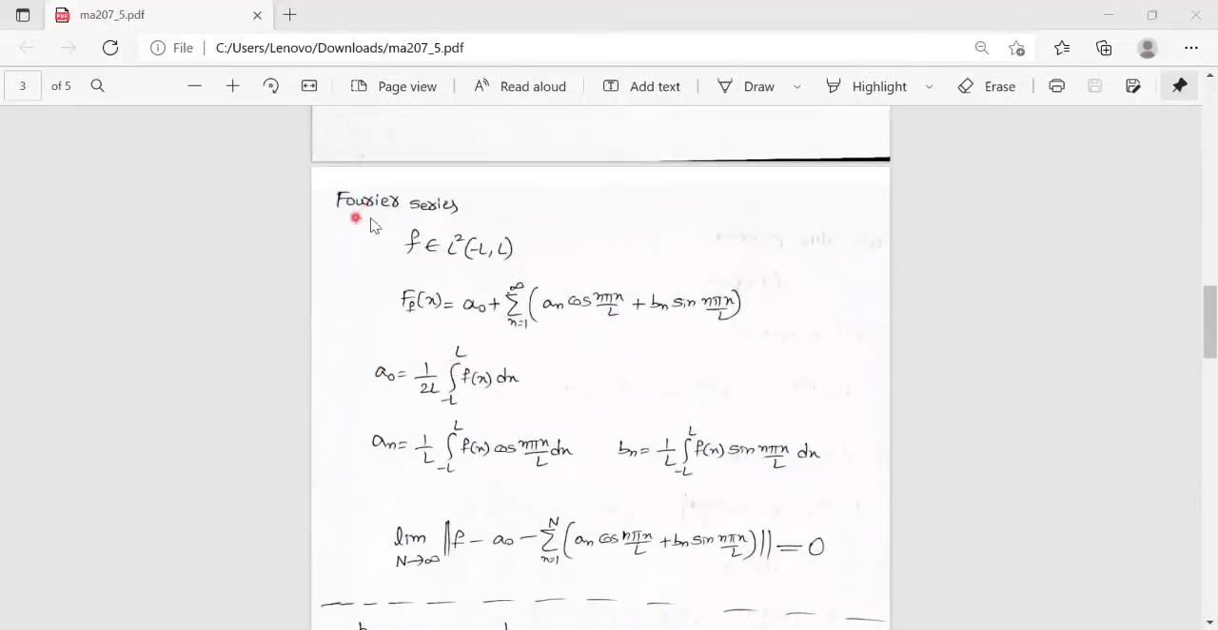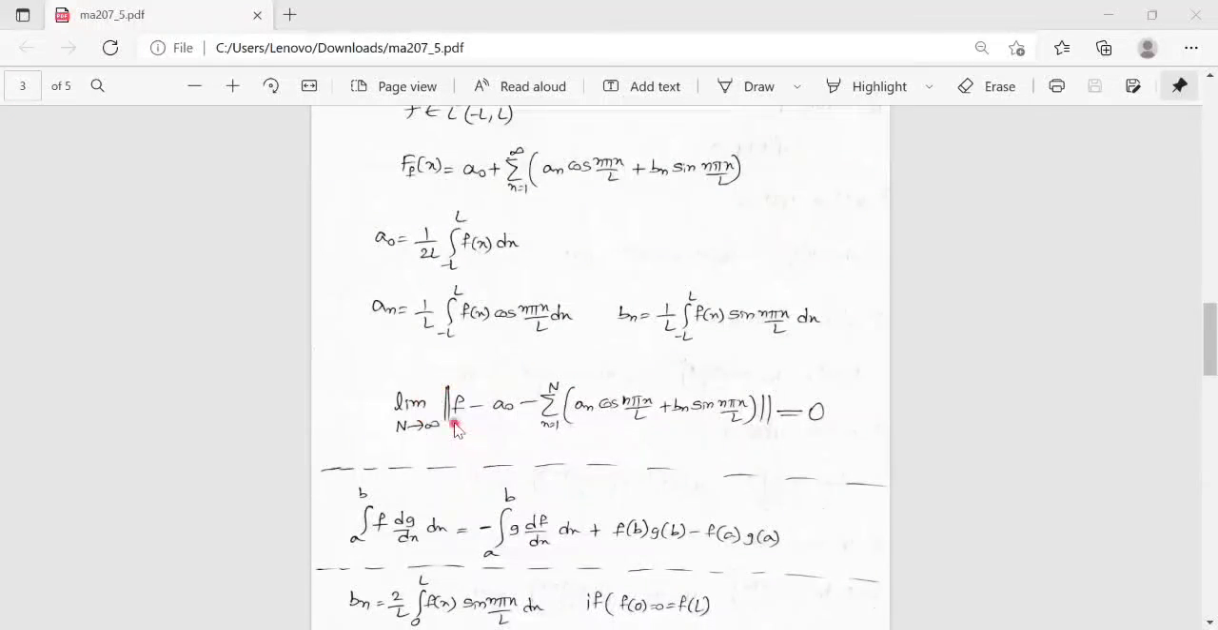The concept of Fourier series is, if a function f is defined from minus L to L, then we can find the Fourier series for f. It is given by a naught plus the sum of an cos n pi x by L plus bn sin n pi x by L. The constants an and bn can be found using these formulas. We can find a naught using this formula, an using this cos formula, and bn using this formula. If we take infinite terms, then it converges to f.